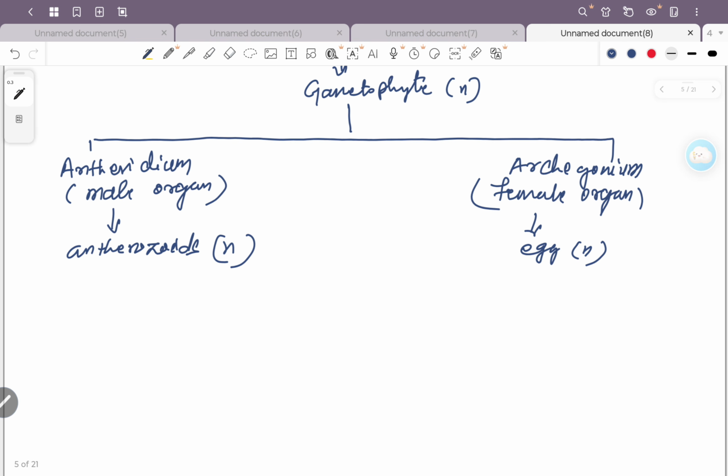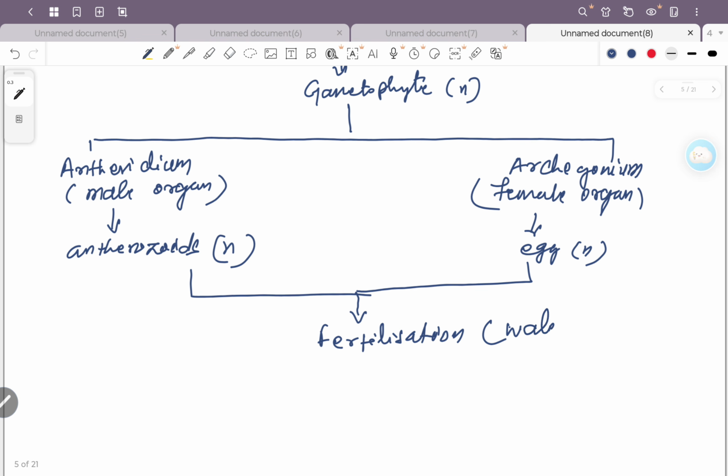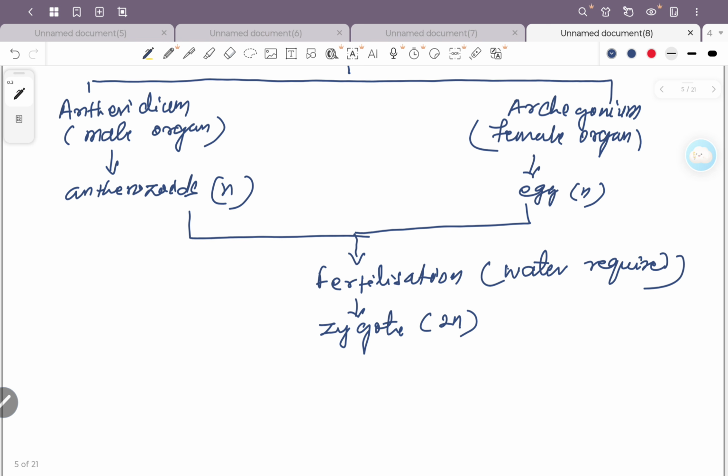Already I have told you, so no need to mention here. Now these two are fused and fertilization takes place. And for fertilization, water is required. After fertilization, what is formed? Zygote. And this zygote is 2N, and this zygote develops into the sporophyte.